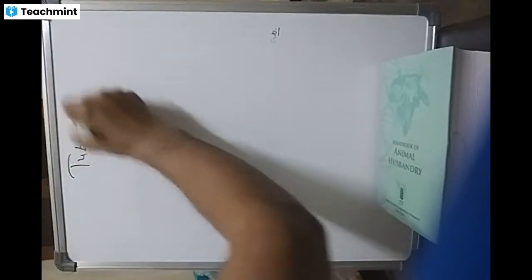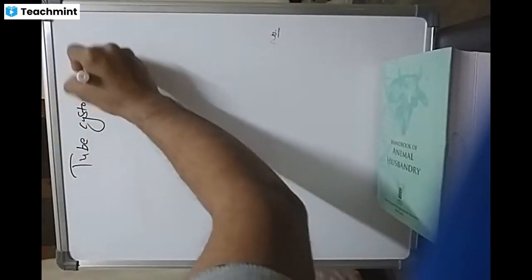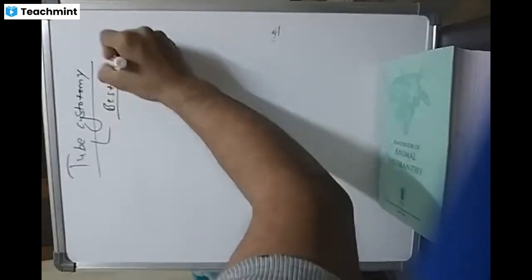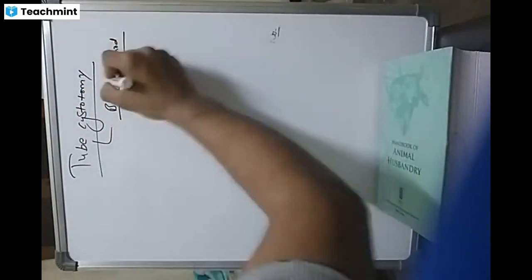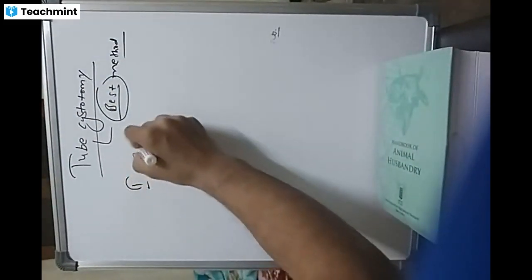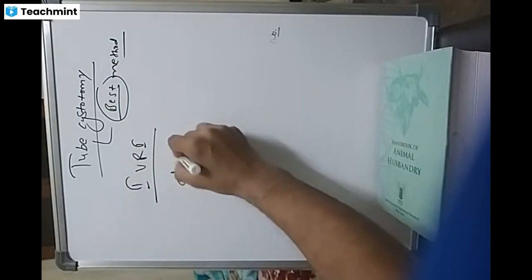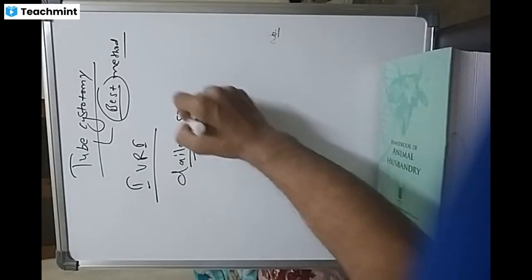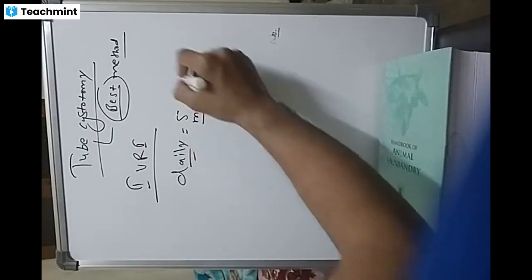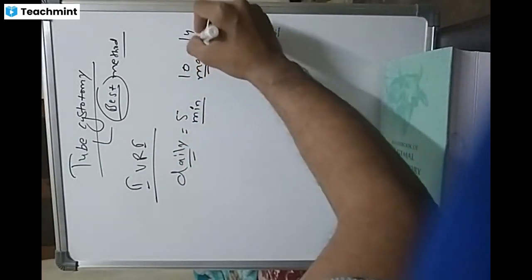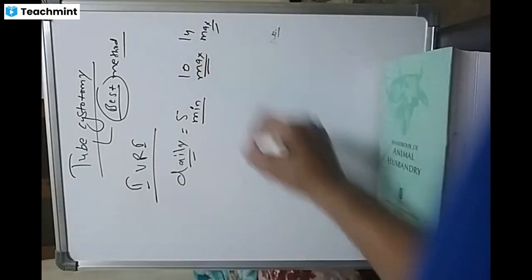Tube cystotomy. This is the best method. In IVRI, daily we are getting a minimum of 5 and a maximum of 10, sometimes 14 or more.